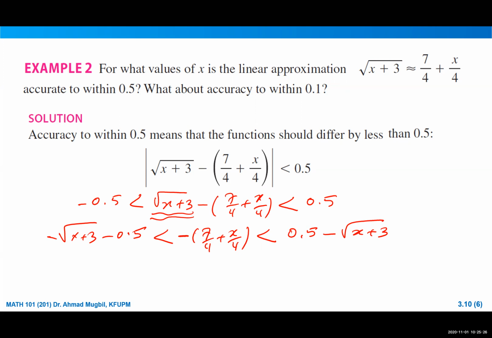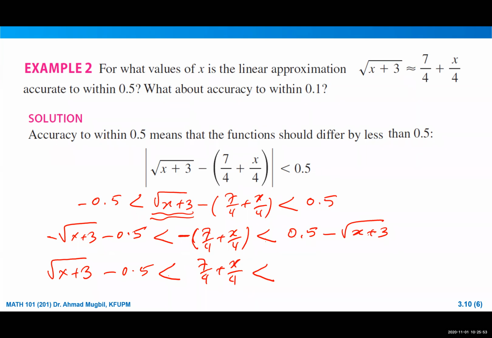Now we need to multiply by this negative. So what will it be? 7 over 4 plus x over 4. This will be greater than, and this will be less than. But I will do it another way. I will bring this one here. This one is less than. I will make it greater than, and I will write this after multiplying by negative 1. So it will be square root of x plus 3 minus 0.5. And this one is greater than. I will make it less than this, but after multiplying by negative 1. So it will be square root of x plus 3 plus 0.5. I just did 2 steps in 1 step, guys.